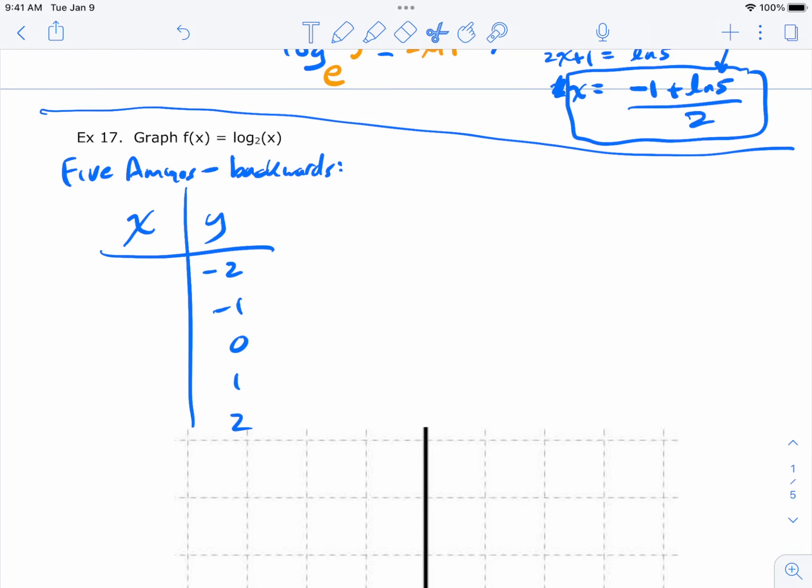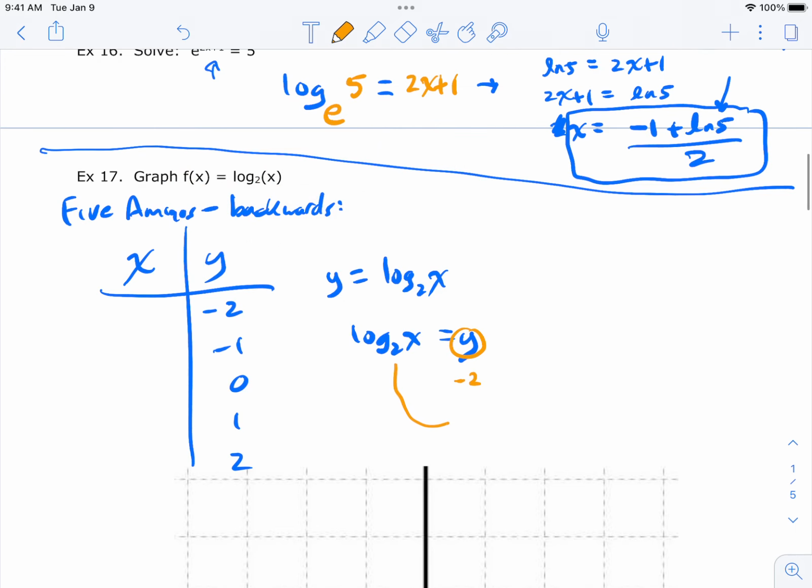Put those in the y column. Why does that help? Well, we're trying to graph y equals log base 2 of x, which is kind of the same thing as saying log base 2 of x equals y. So when I plug in y equals -2, 2 to the -2 power equals x. Get it? 2 to the -2 power, square it, flip it, you get a fourth. 2 to the -1 power is a half. 2 to the 0 power is 1. 2 to the 1 power is 2. 2 to the 2 power is 4.